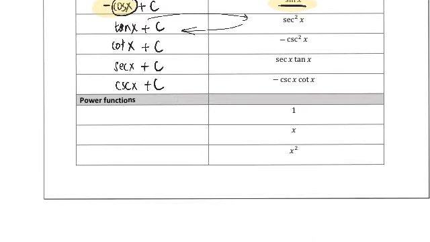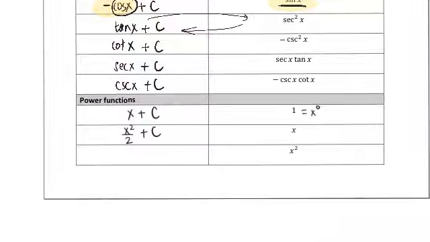Power functions. A constant like 1, you can think of as x to the 0. That's why I have it under power functions. But we know that the derivative of x is 1, so the antiderivative of 1 is x. The derivative of x squared over 2 is x, so the antiderivative of x is x squared over 2.